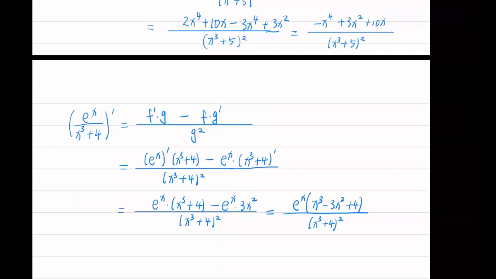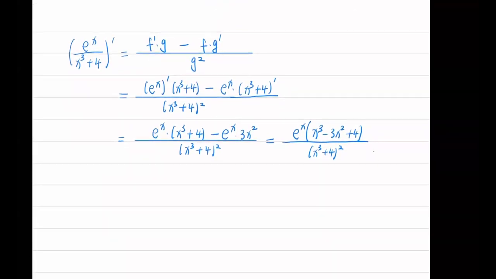Okay, let me check. So Sophia, you missed the 4 in the first term, right? Should be x cubed plus 4. The first term, yeah, I saw. Okay, cool. Any questions from both of you?